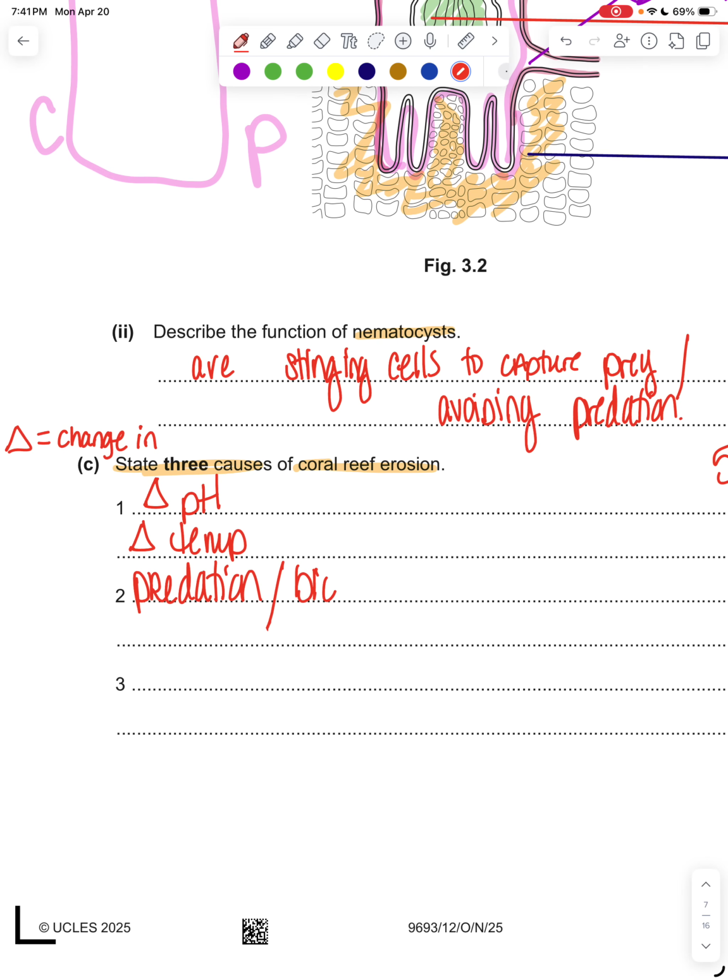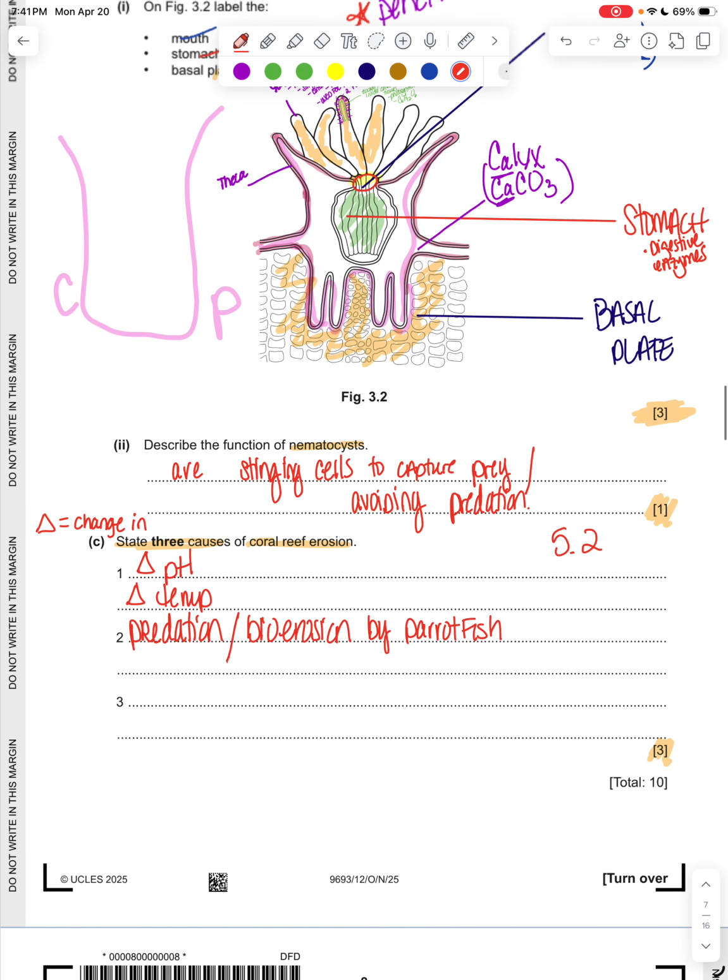We could talk about predation, also referred to as bioerosion. This is by the parrotfish. They eat calcium carbonate from the corals. Or the crown of thorns sea star is also a major predator of corals.